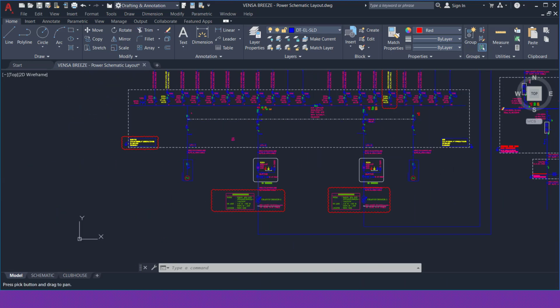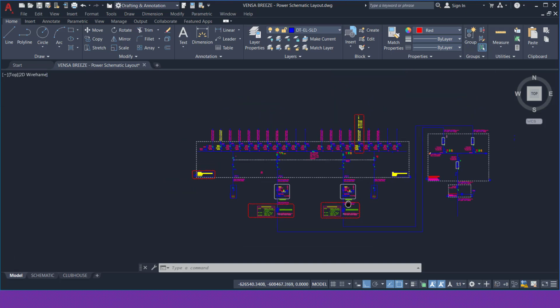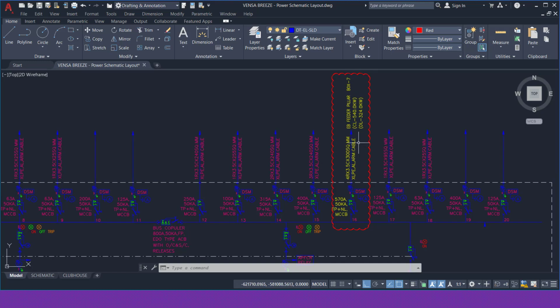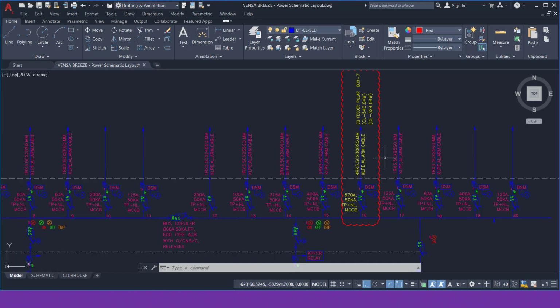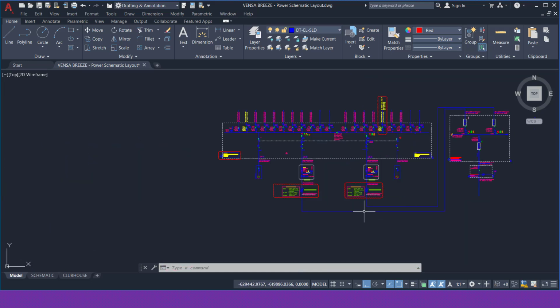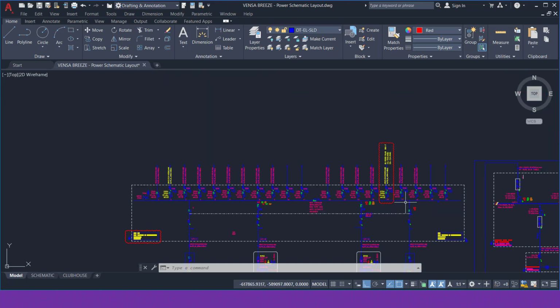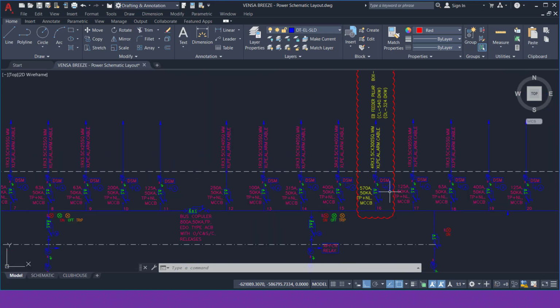From the HT panel, the cable is going to the transformer incomer. You can see the transformer outgoing is connected to the LV panel. If you look at the LV panel outgoing, you can see 4 numbers of 3.5 core 300 square mm cable. What is the size of our incoming cable? It is 1 run, 3 core, 240 square mm. One of our outgoing is 4 run, 3.5 core, 300 square mm. Why is it like that?